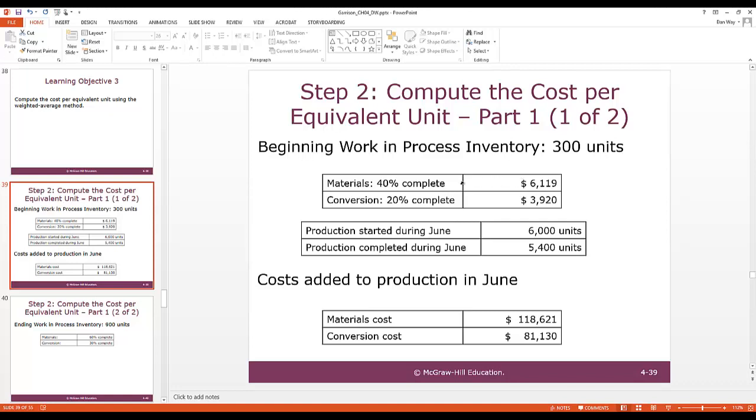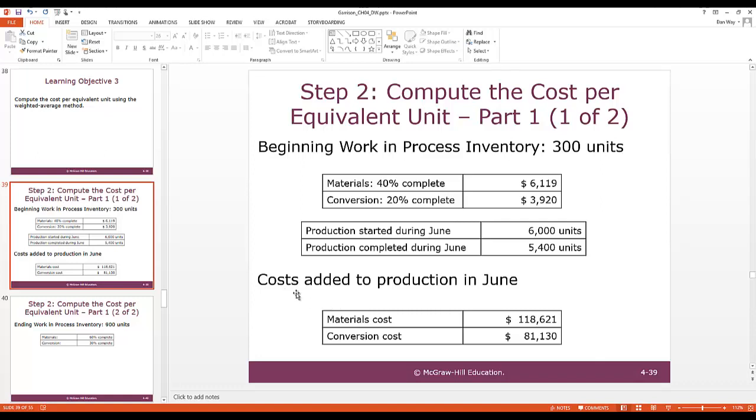So we know, in other words, that the materials cost associated with those 300 units is $6,119 in this case, and the conversion costs, which represent labor and overhead, related to those same 300 units is $3,920. We also know from that example that we had started 6,000 units into production during June, and during June we had completed those 5,400 units that were transferred out of the process.